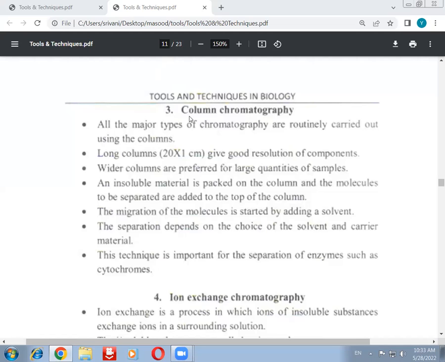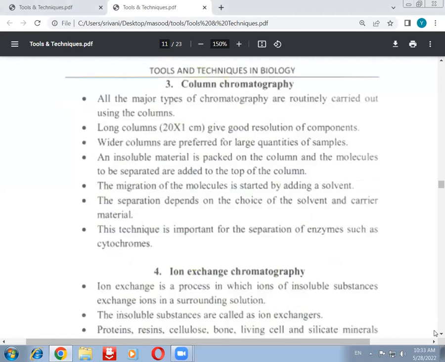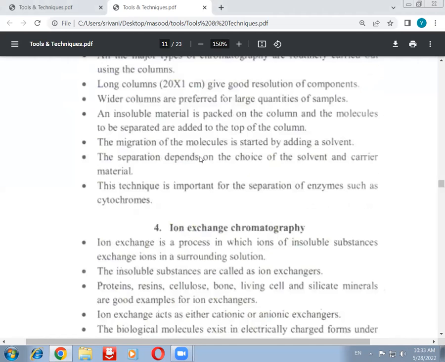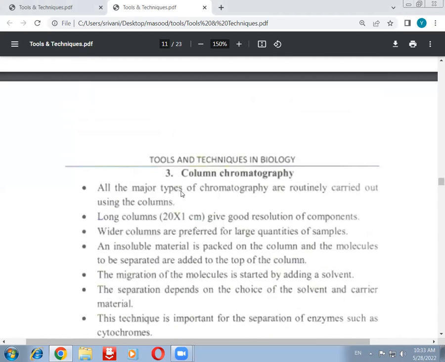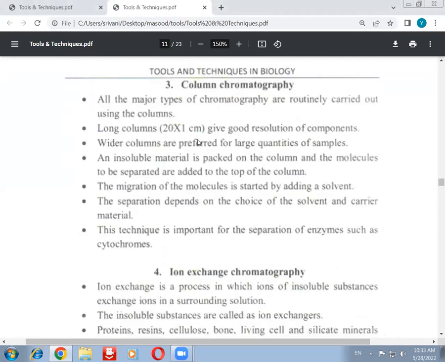All the major types of chromatography are routinely carried out using columns. Long columns, 20 by 1 centimeter, give good resolution of components. Wider columns are preferred for large quantities of samples.